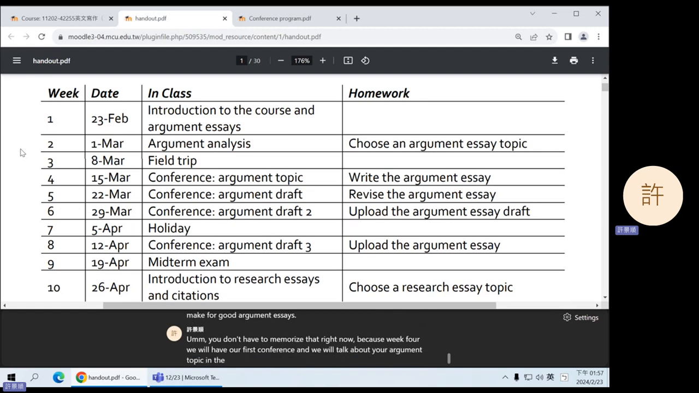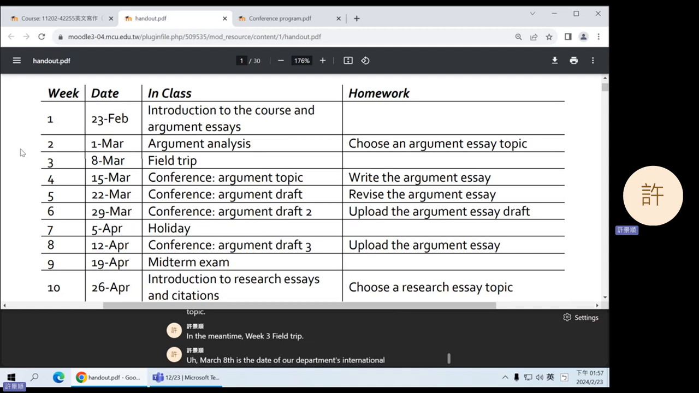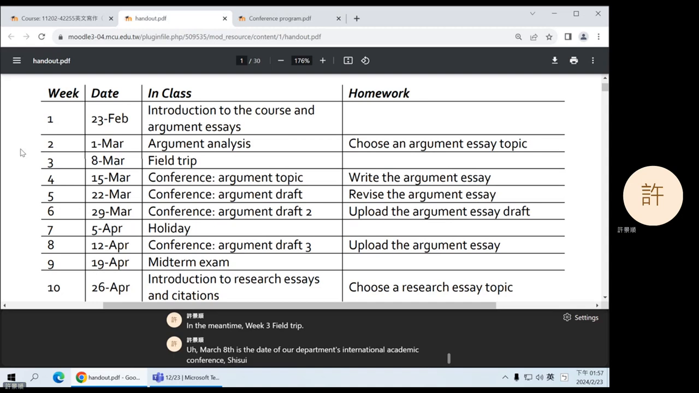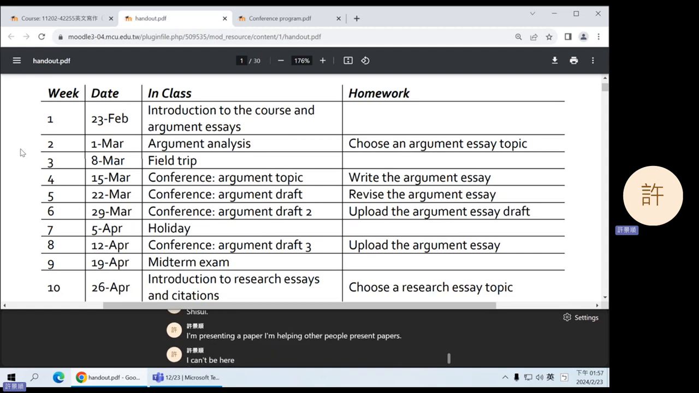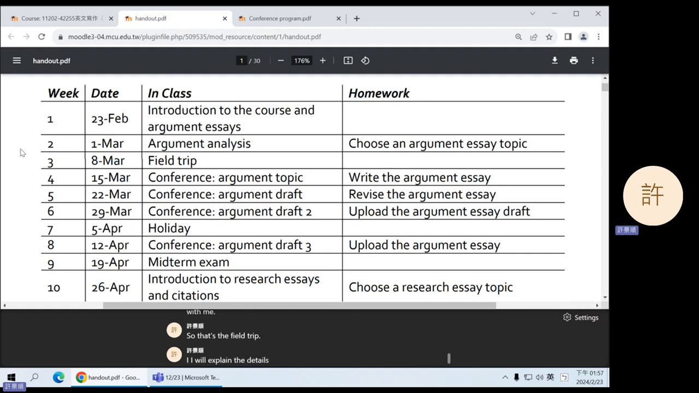In the meantime, week three, field trip. March 8th is the date of our department's international academic conference, 学术会议. I'm presenting a paper, I'm helping other people present papers, I can't be here. So if I can't be here, then you guys have to be there with me. So that's the field trip. I will explain the details about how to do this a little bit later.